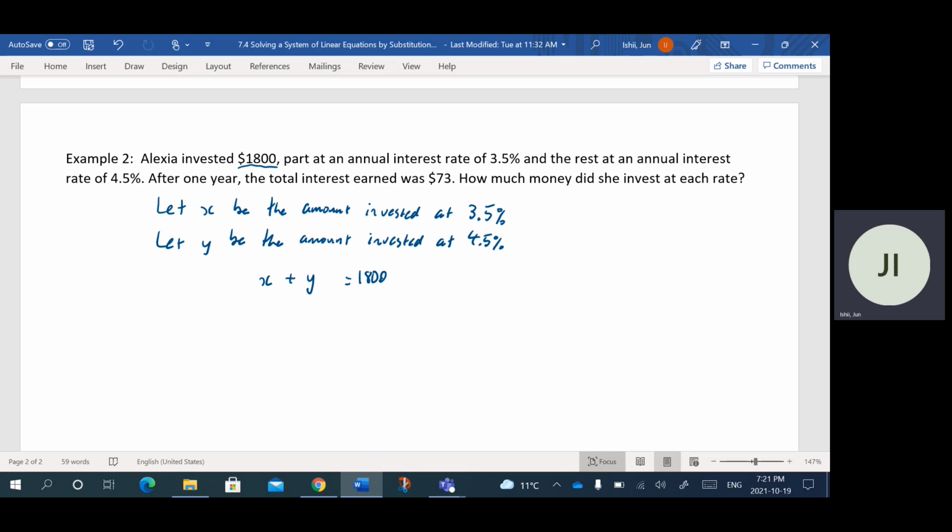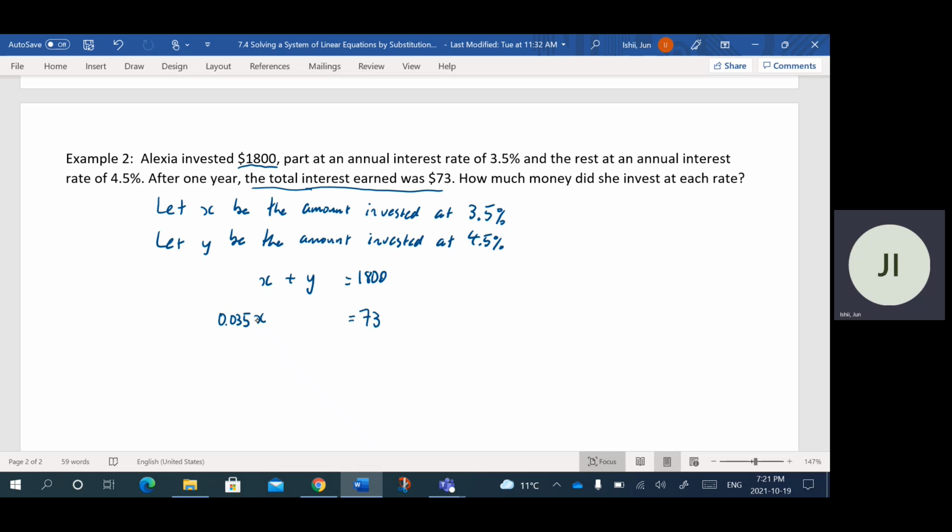All right. So now the second part has to do with the total interest earned. Okay, so the total interest earned was $73. So somehow we've got to come up with an equation that's going to equal 73. All right. So the key thing here is that if I take the amount invested at 3.5% and multiply it by 0.035, this number should give me the amount of interest.